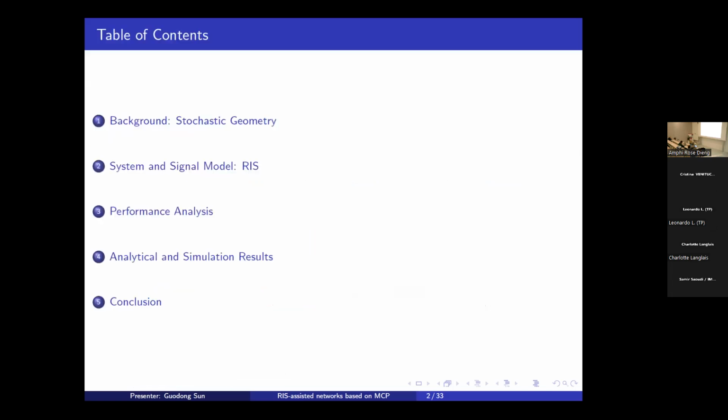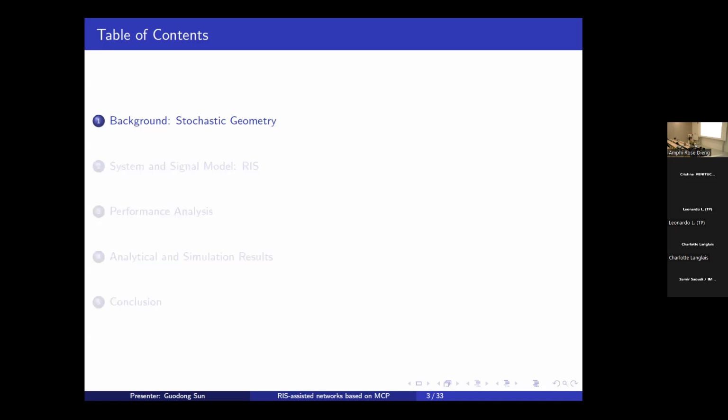The agenda of today's talk is made of 5 parts. We will use an analytical tool called stochastic geometry to evaluate the network, which may not be familiar to everyone. So I will spend a few minutes to introduce what stochastic geometry is and how to use it. Then I will present how to model the RIS from a system perspective, from a signal perspective. Then I will show you that RIS actually poses a new challenge to stochastic geometry for analyzing the network. Then I will give you a solution. And in the remaining 2 sections, I will give you some analytical and simulation results and a conclusion.